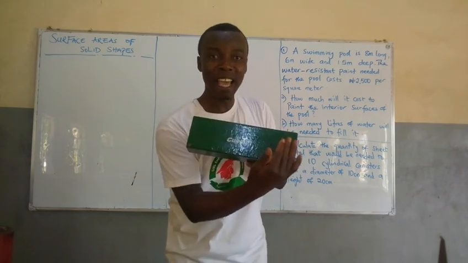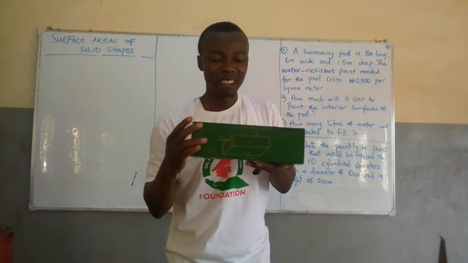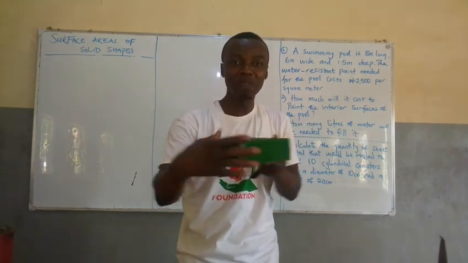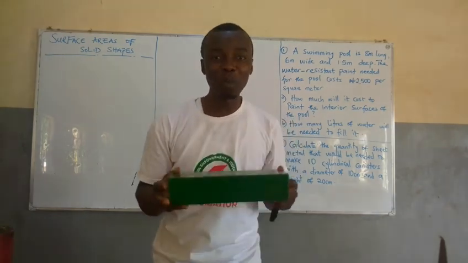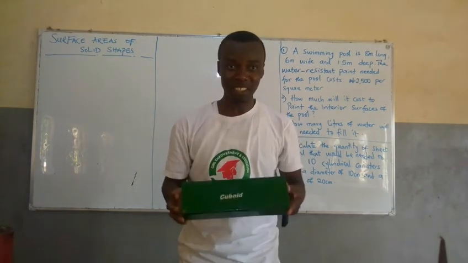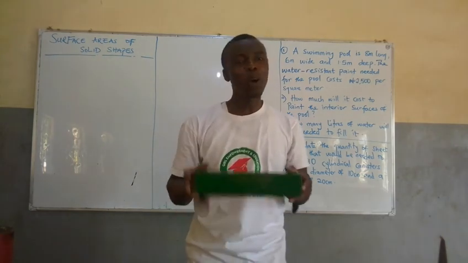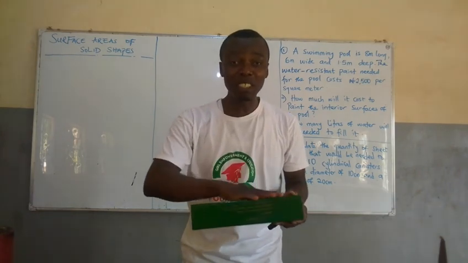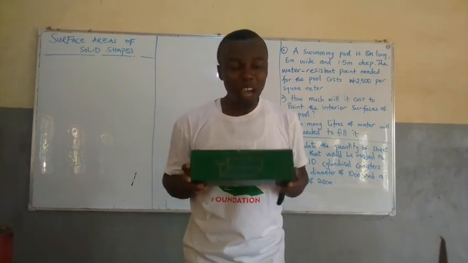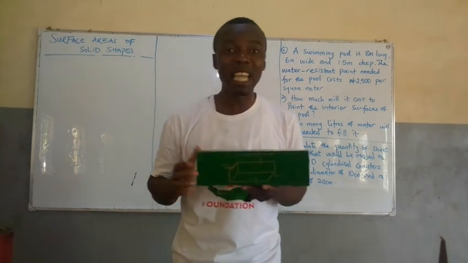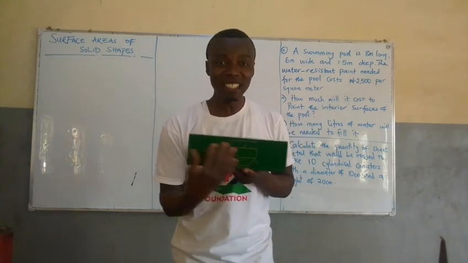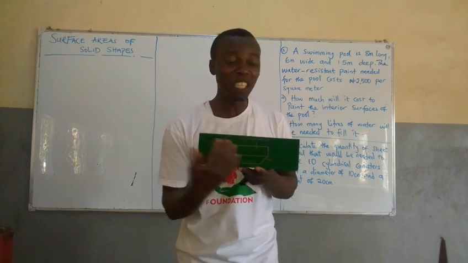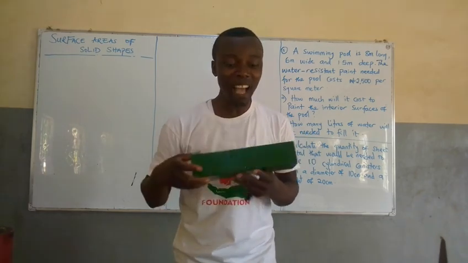You can see I have one here, I have two here, three, I have another behind, four, then five, and six. So this cuboid has 6 surfaces. So when we talk about surface areas, that's just what we mean: the surfaces of this solid shape. You will also notice that each of the surfaces is a rectangle, and that's why we call it a cuboid.